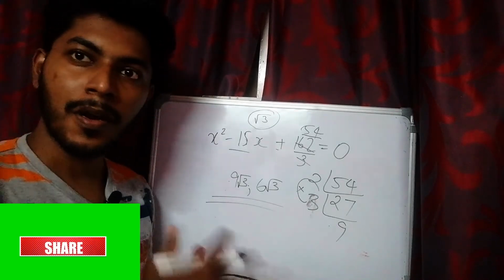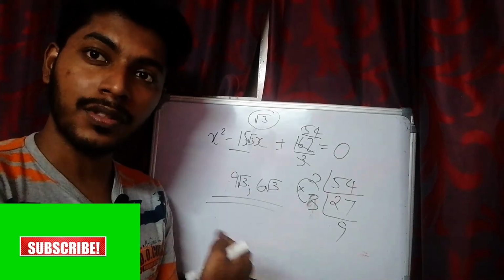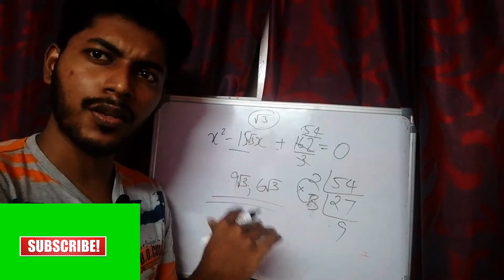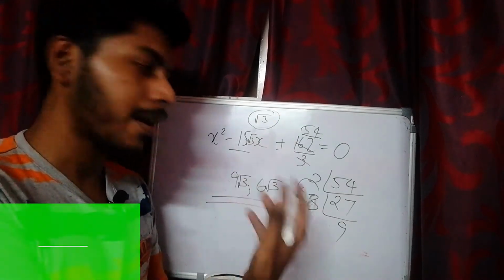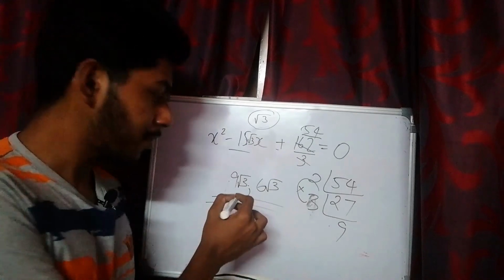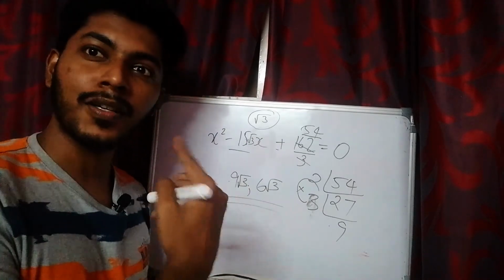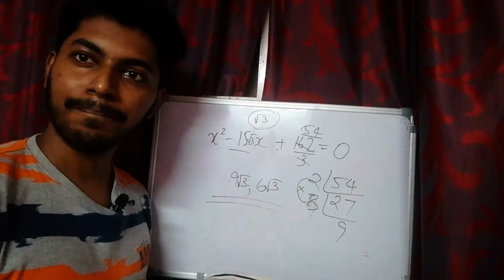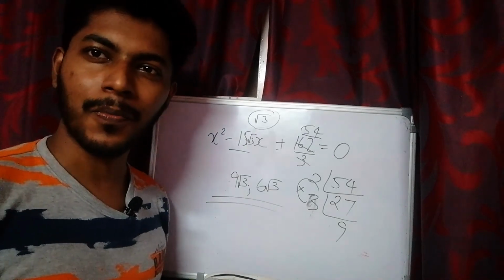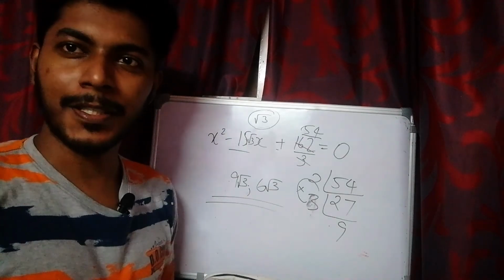Same procedure, but the 3 and that root 3 term, or any term which contains the root, should be squared. At the final step, that root term must be added to it. That's all. So hope you loved my method.